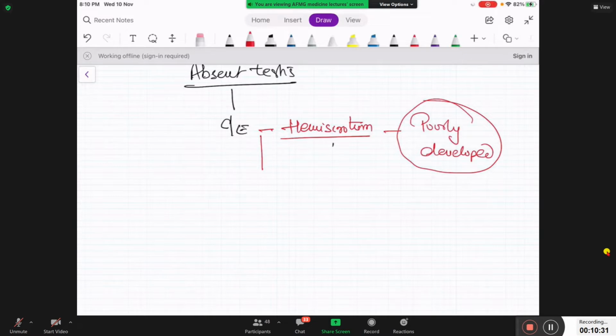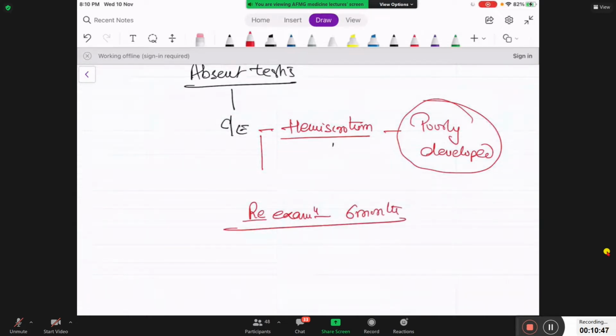Now, in either situation, to this patient, we will advise re-examination after 6 months. We are not going to do anything at birth. We will wait for 6 months.